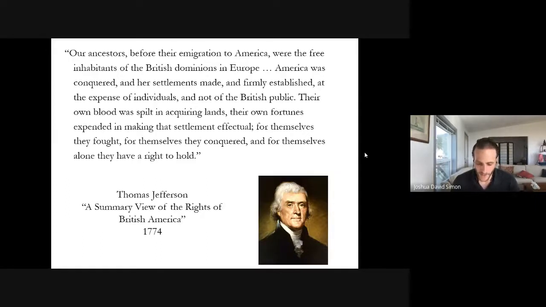In 1774, the Virginian Thomas Jefferson drafted a petition to King George III, demanding that he exercise his royal prerogative to negate the British Parliament's recent efforts to impose taxes on the colonies. And in making his case against taxation without representation, Jefferson took pains to remind the king that "our ancestors, before their emigration to America, were the free inhabitants of the British dominions in Europe. America was conquered and her settlements made at the expense of individuals and not of the British public. Their own blood was spilt in acquiring lands, their own fortunes expended in making that settlement effectual. For themselves they fought, for themselves they conquered, and for themselves alone they have a right to hold."